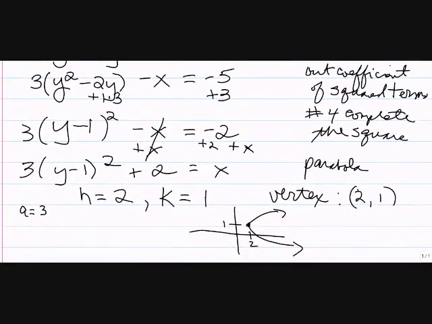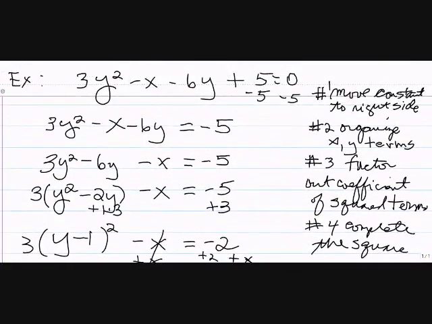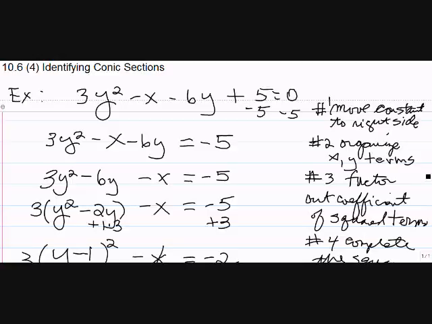Okay. So I knew in the beginning this was a parabola. How did I know in the beginning this was a parabola? Because we have a y squared and no x squared. That meant it was a parabola. I still had to do all the work, but that helped me figure out which conic section it was.